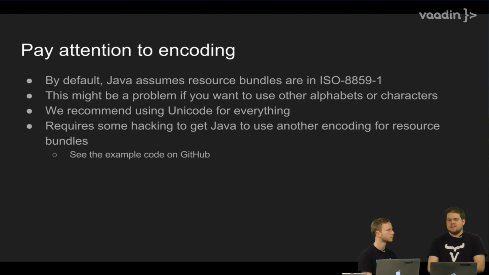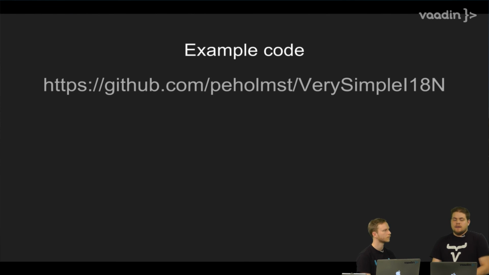Unfortunately, for some strange reason, it's easier said than done to switch to Unicode when it comes to resource bundles. You will have to do some hacking to get Java to actually use Unicode when reading these properties files into resource bundles. And we've actually done this hacking for you, so you can go to our example on GitHub. There you will find this application that we just showed to you. There's also an example of how to force Java to use Unicode when reading resource bundles. It also contains an example of translating the system messages and of course the approach that we just explained to you about changing the language on the fly. You can do whatever you want with this code.